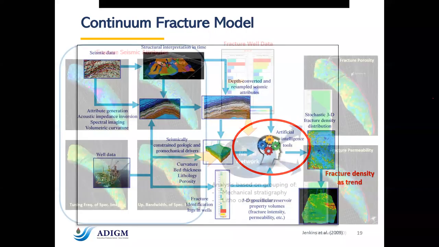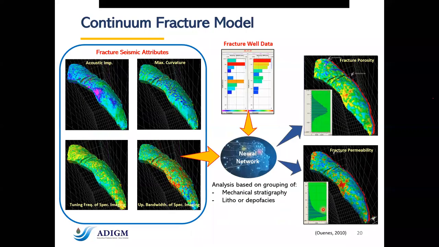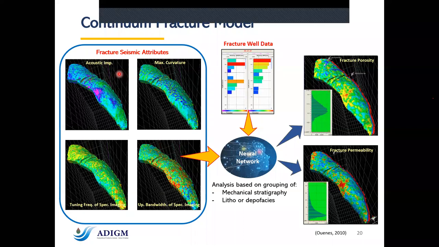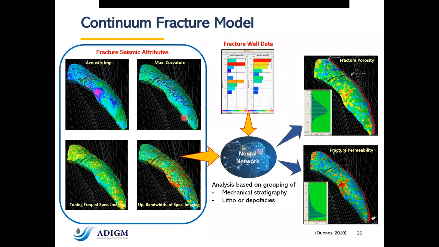Another workflow, or approach, is to directly relate the fracture properties from the multi-attribute analysis and well data. So we have fracture indicator seismic attributes like acoustic impedance, maximum curvature, and spectral imaging. And then we also have the fracture intensity from well data, combined with neural networks or machine learning.